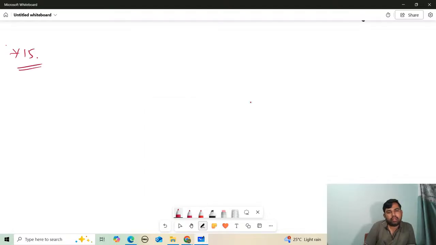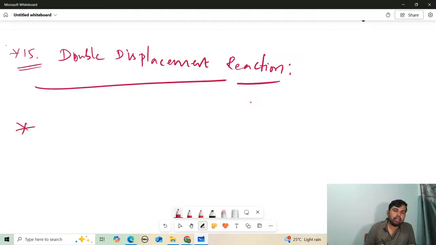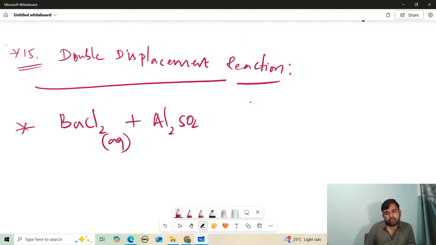Do we know about double displacement reaction? Question number 15, double displacement reactions. So generally, if I take an example like an aqueous solution of barium chloride reacting with an aqueous solution of aluminum sulfate, Al2(SO4)3, taken thrice.